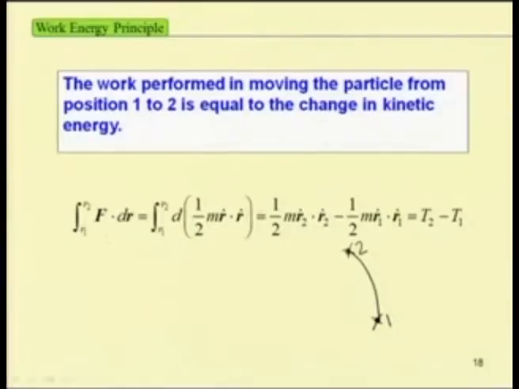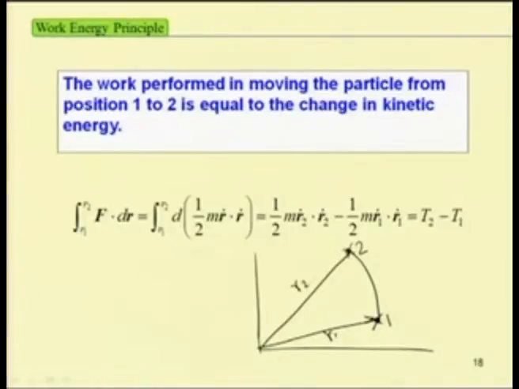Work can be written as the scalar product of the force and the displacement, from position R1 to R2. This is position vector R1 and this is position vector R2. By moving the body from this position to this, we can find the work. Already we know that F can be written in terms of the change in momentum, so from that one can write this expression.